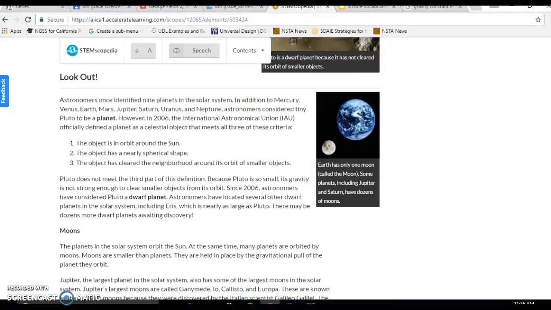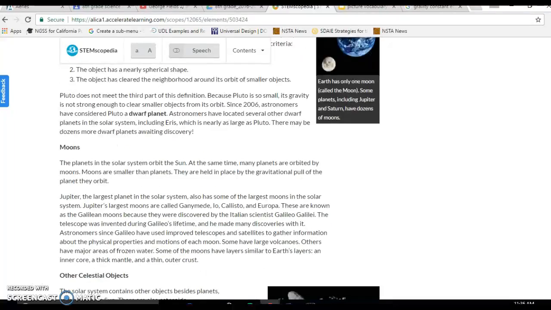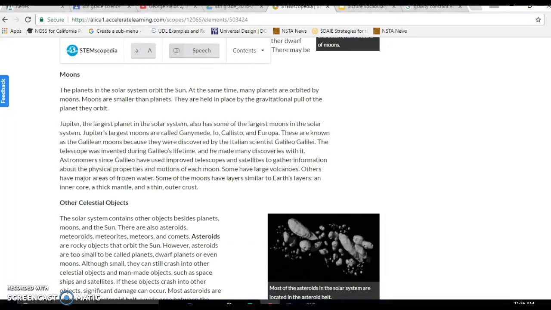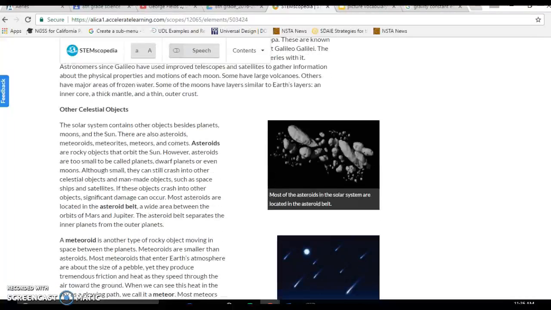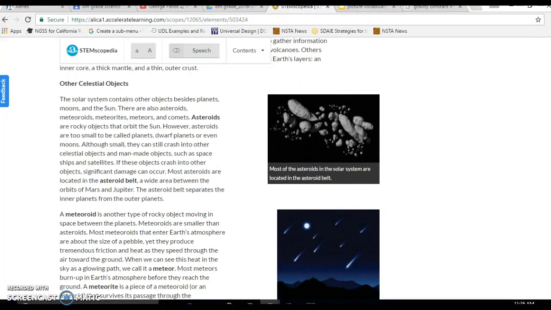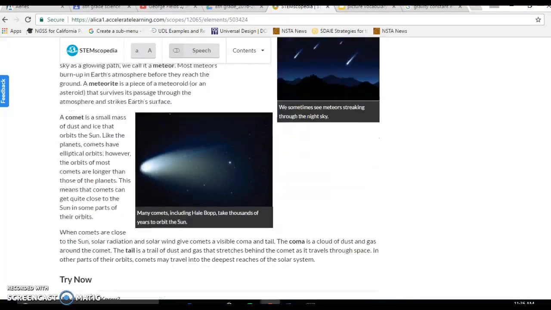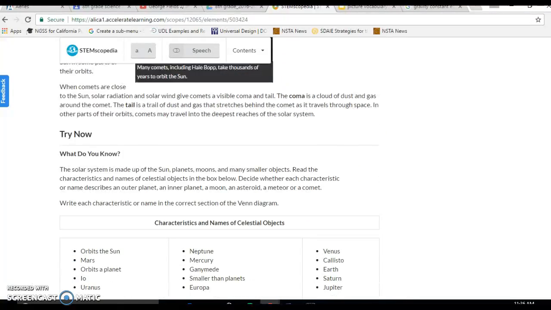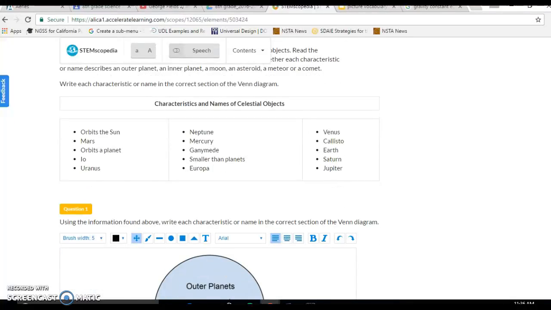And it gives information on particular planets in our solar system and categories of planets in our solar system. It recognizes that planets have moons, and that there are other things in our solar system other than moons and planets, including asteroids and meteoroids and comets. And then, of course, they leave us with this first task.